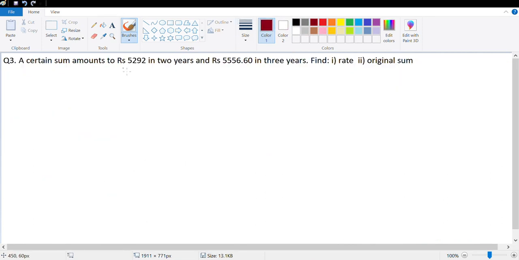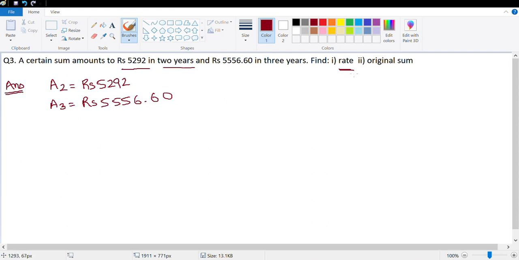A certain sum amounts to rupees 5292 in 2 years. So now what we are talking about is amount, the same formula but working for amount. So amount for second year is equal to rupees 5292. Amount for the third year is equal to rupees 5556.60. Okay, we need to find the rate, which is the same logic that we've used earlier. A3 minus A2, these are two successive years, that would be 5556.60 minus 5292, that's 0.60.